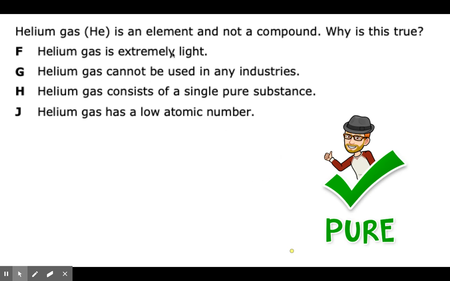Being light doesn't make it an element. Not being used in industries doesn't make it an element, and that's not even true. And helium gas has a low atomic number, and that doesn't make it an element. You could have a high atomic number and have it be an element. So J doesn't make sense either.